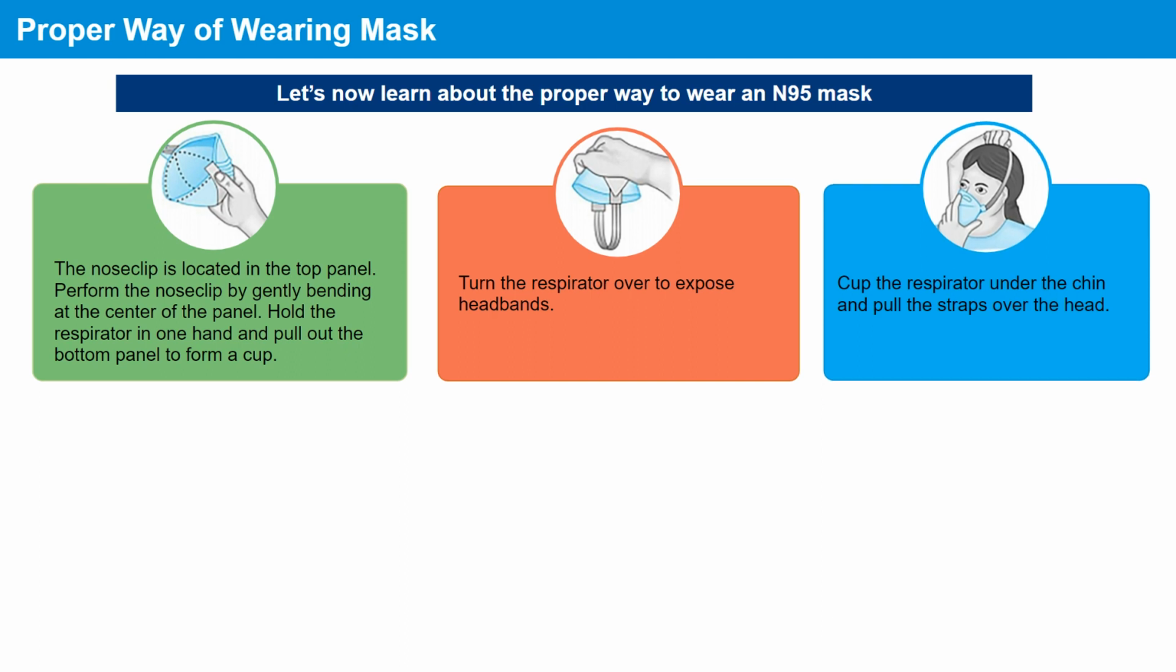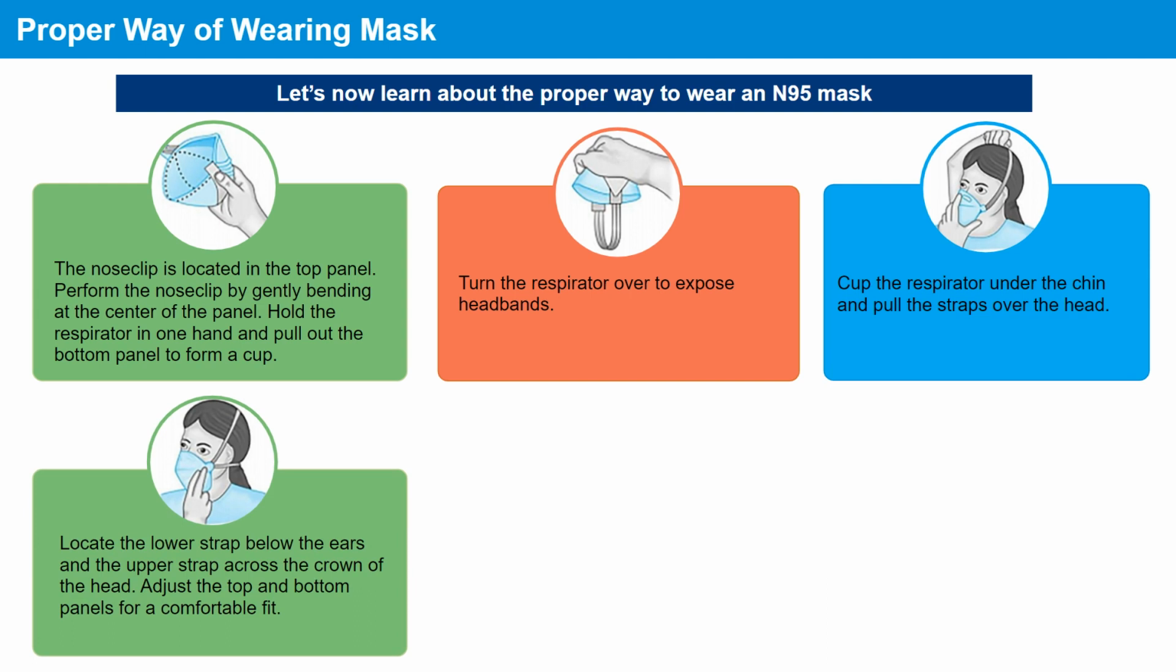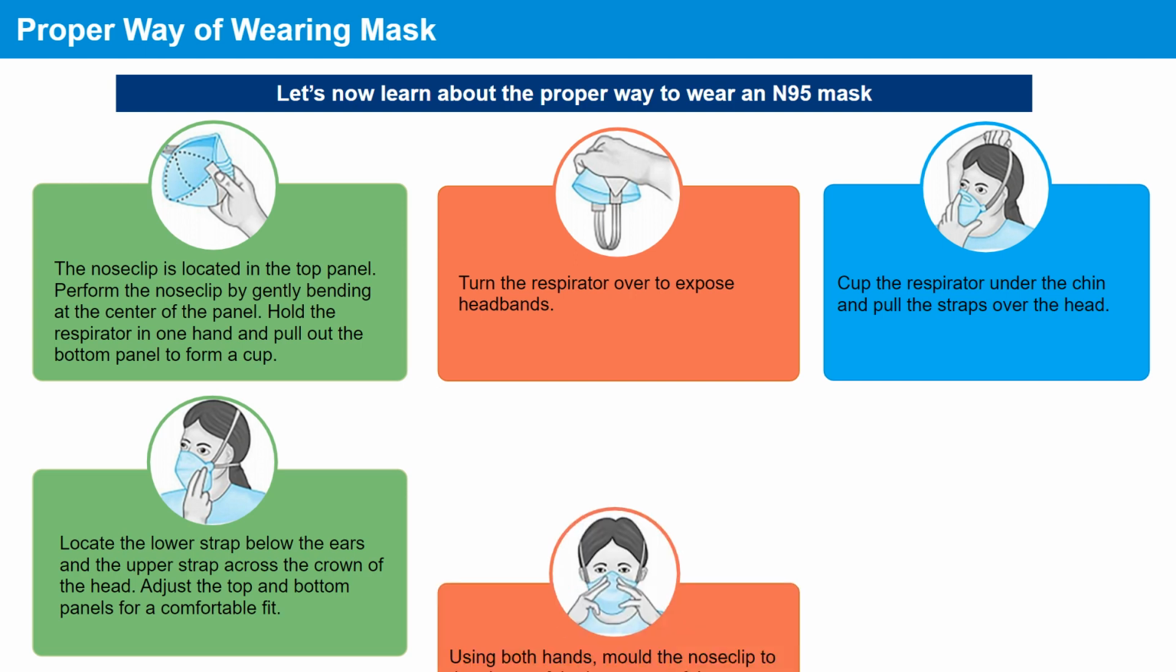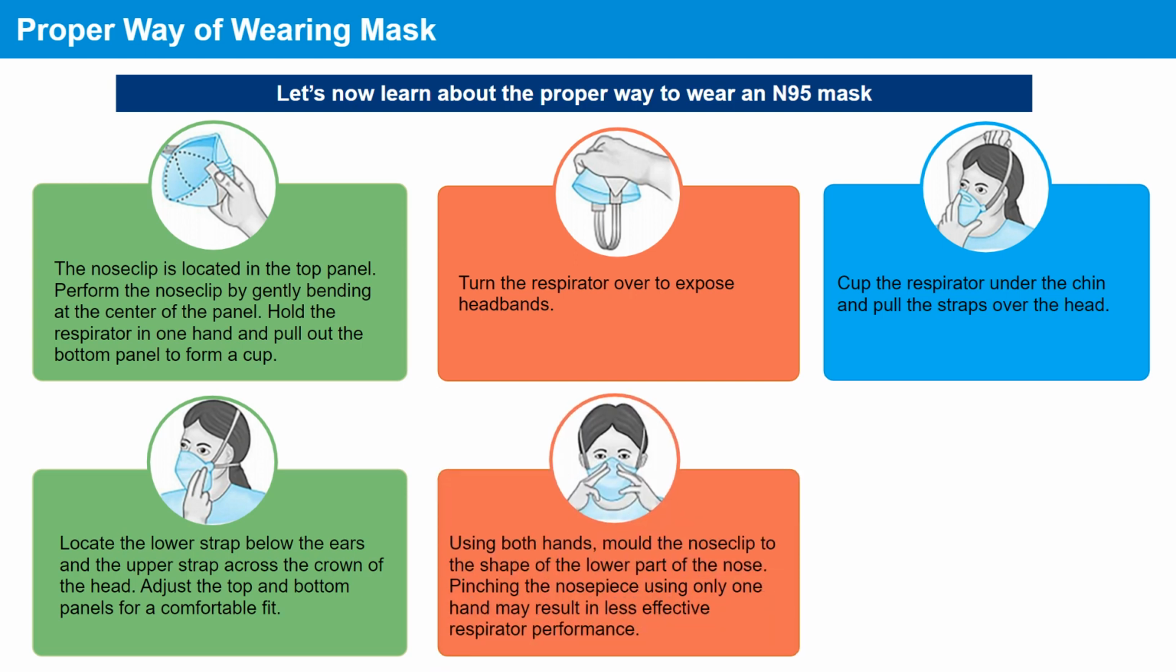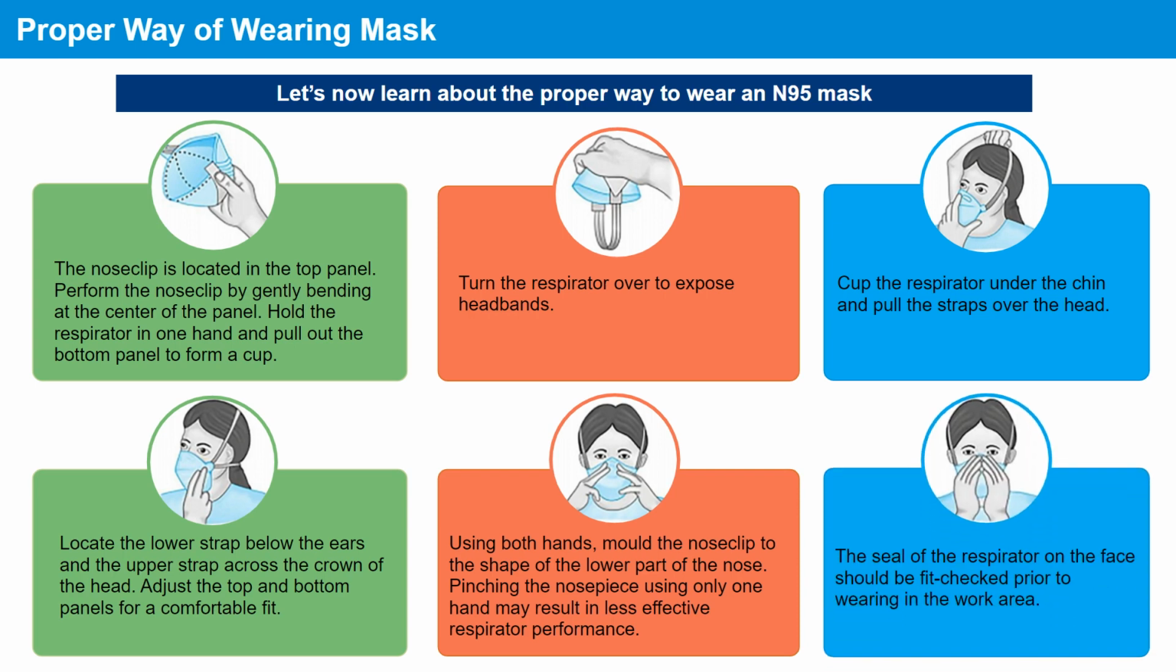Cup the respirator under the chin and pull the straps over the head. Locate the lower strap below the ears and the upper strap across the crown of the head. Adjust the top and bottom panels for a comfortable fit. Using both hands, mold the nose clip to the shape of the lower part of the nose. Pinching the nose piece using only one hand may result in less effective respirator performance. The seal of the respirator on the face should be fit checked prior to wearing in the work area.